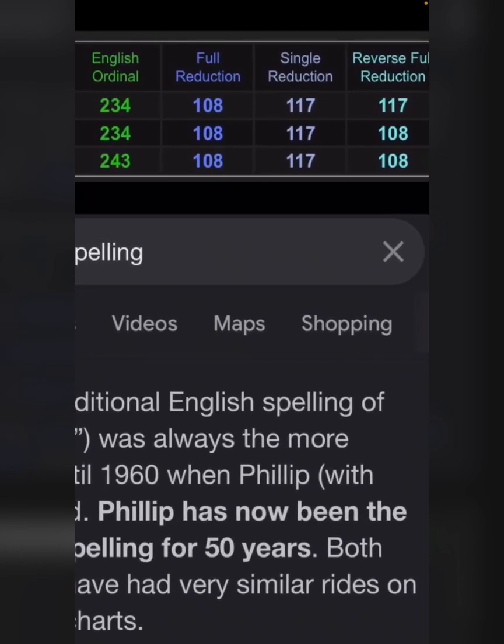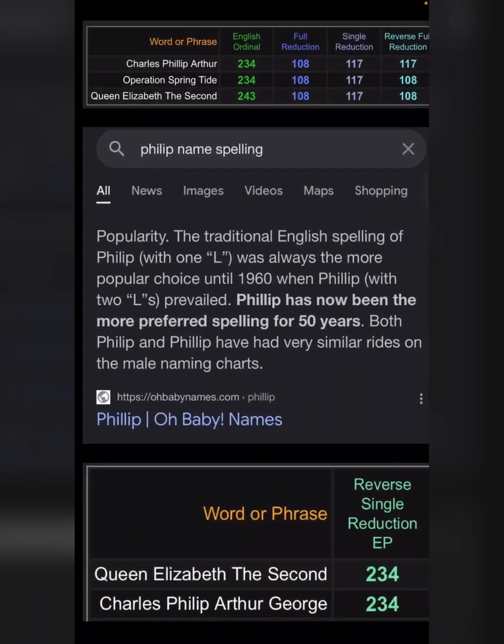Now, the name at the top there I just told you guys about, that's just his first three names, Charles Philip Arthur. And that just happens to match Operation Springtide, which is the plan for his ascension, right? You'll also notice that I added the second L, and I left a little reference here where it talks about how Philip can be spelled with two L's, and over the past 50 years, that is the most popular way to spell the name Philip, with two L's.